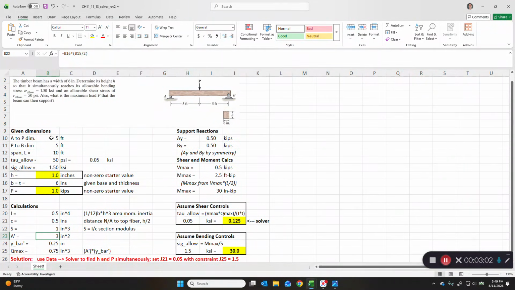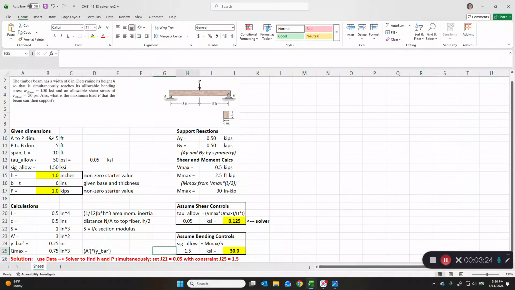Area prime, A prime, is then just h over 2 times 6. So that would be 1/2 times 6, which is 3. So Q max is the multiplicative product of these two terms, A prime times y bar. There it is. It's also a cubic dimension.